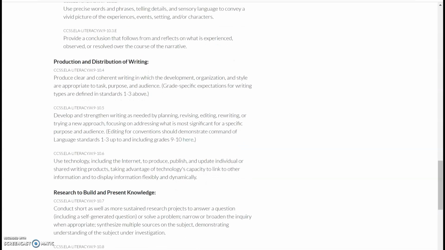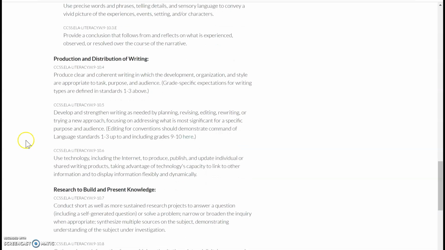One thing that I think is really important is they're supposed to be able to realize and strengthen their writing through the process of writing. So by planning, revising, editing, rewriting, or trying a new approach, I think having that and establishing that routine will help them advance as writers.